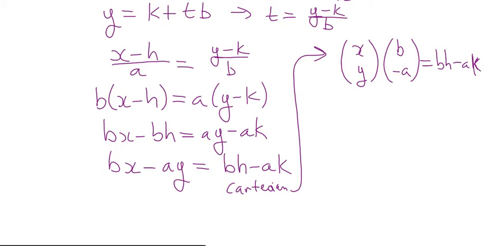Okay, so the idea was to get the x's and y's on one side, right? We need the form to be ax plus by equals c. Here it's bx minus ay, but same idea, right? Something times x plus something times y equals some constant. This is really just numbers, right? a, b, h, and k are just numbers. So bx minus ay is equal to bh minus ak.